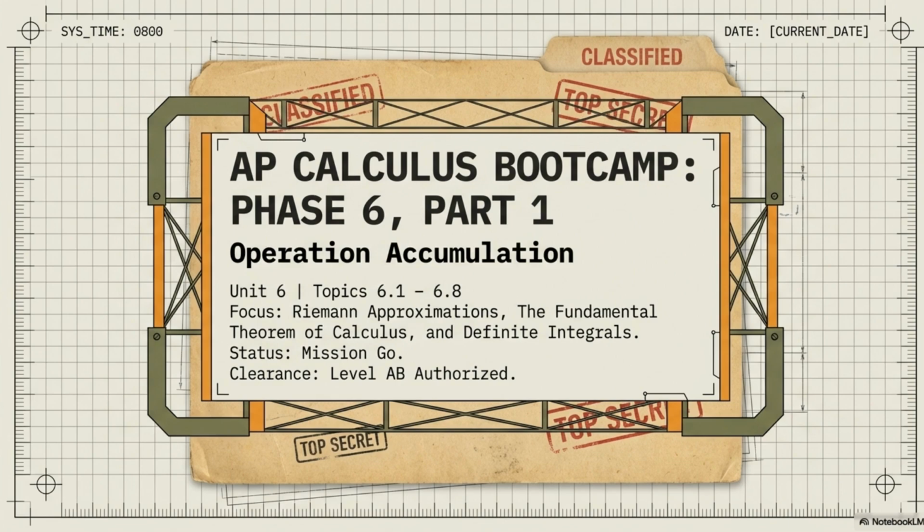Welcome recruits to Phase 6, Part 1 of AP Calculus Bootcamp, Operation Accumulation. Your clearance for Level AB is authorized. Today's operation covers topics 6.1 through 6.8, focusing on Riemann approximations, the fundamental theorem of calculus, and definite integrals. Status, mission go.